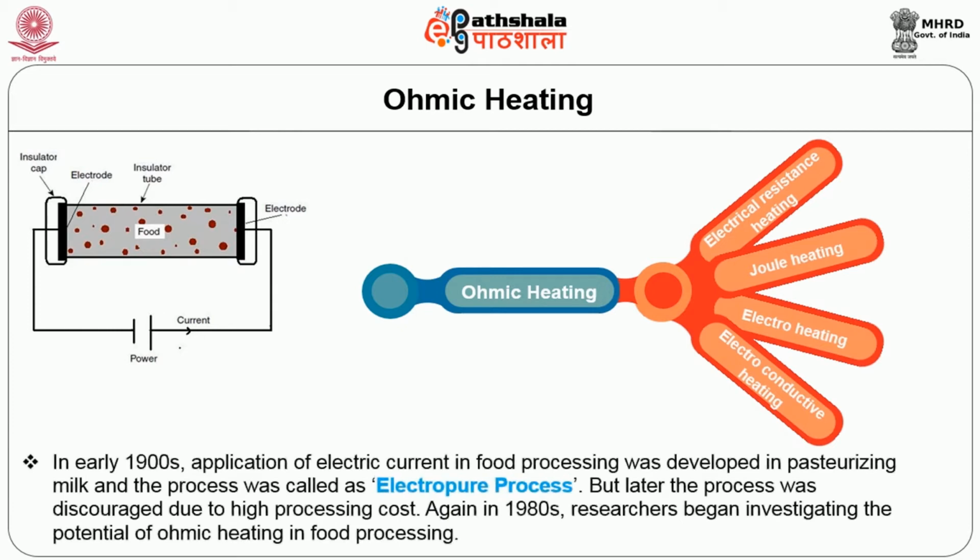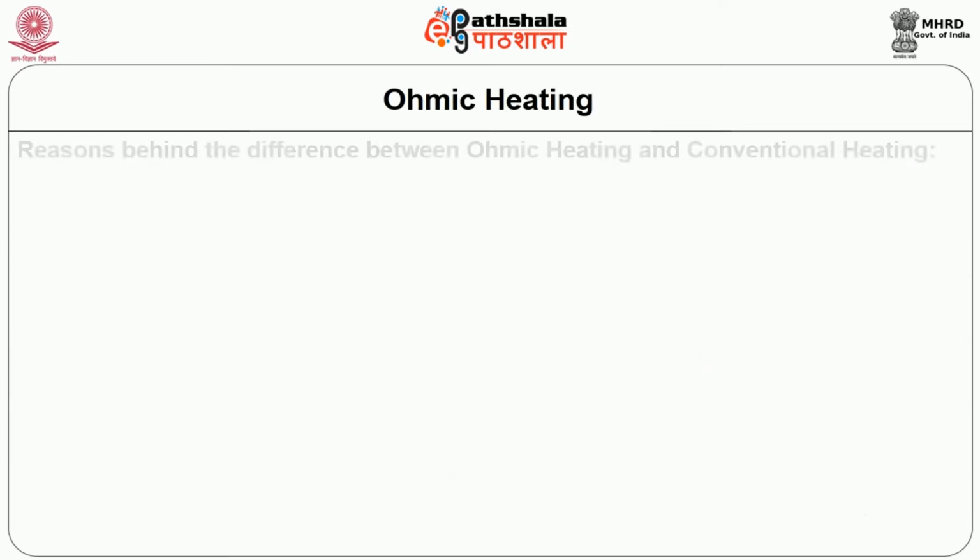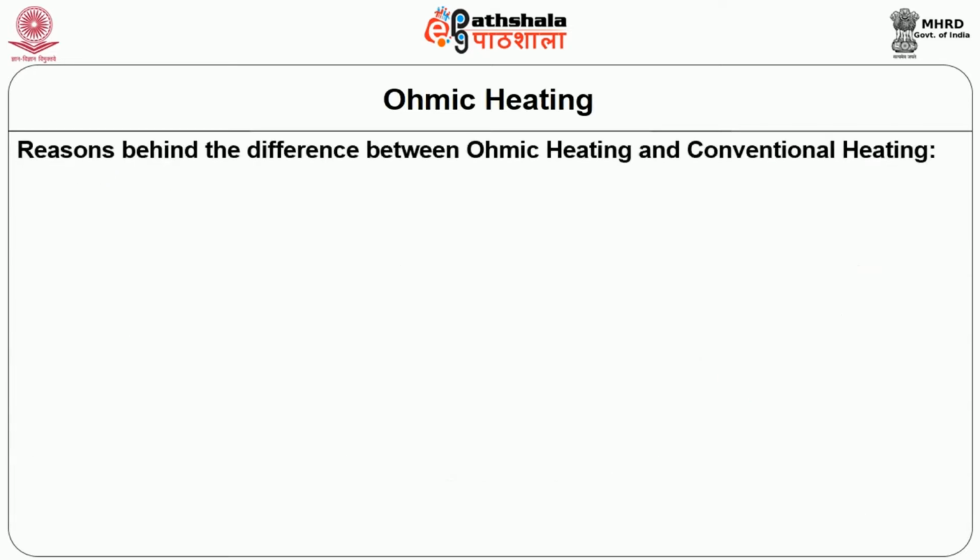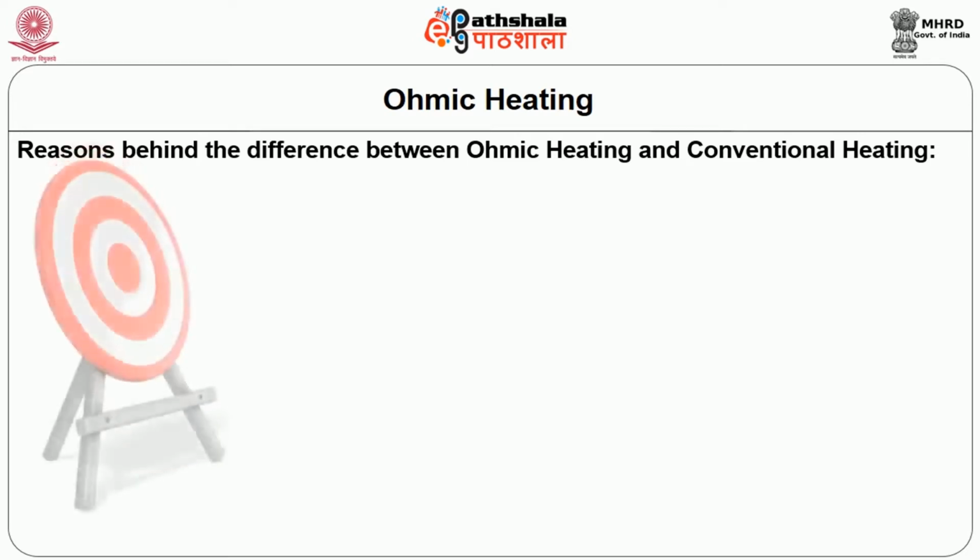In earlier days, application of electric current in food processing was developed in pasteurizing milk and the process was called the electropure process. But later, the process was discouraged due to high processing cost. Again in the 1980s, researchers began investigating the potential of ohmic heating in food processing. We are all well aware of the conventional heating methods. But ohmic heating is entirely different from conventional heating. We will see the reasons behind this difference.